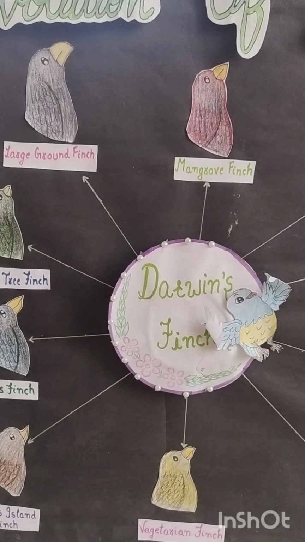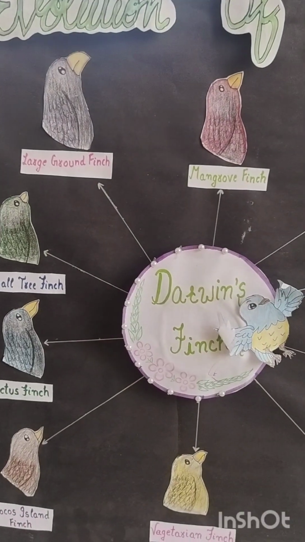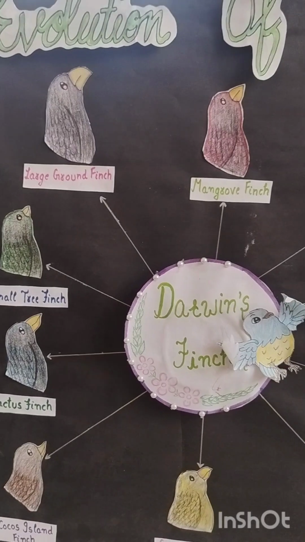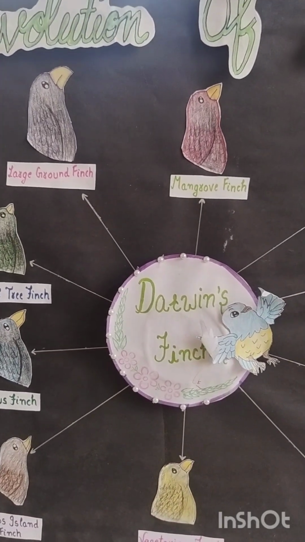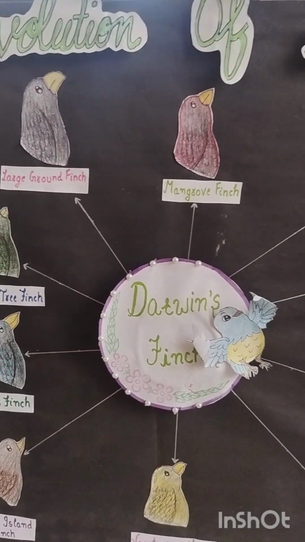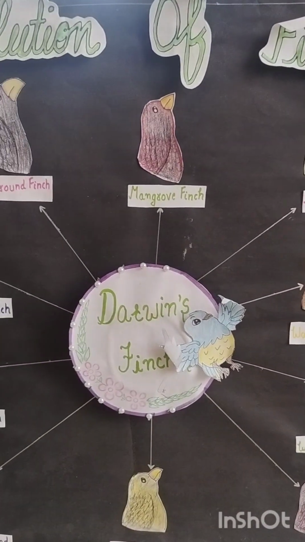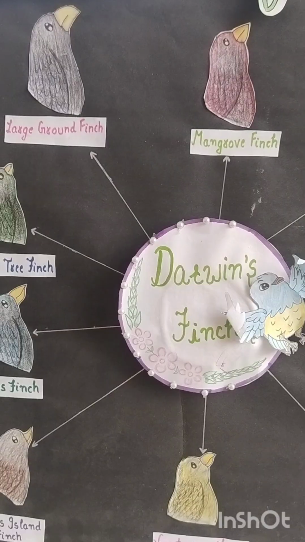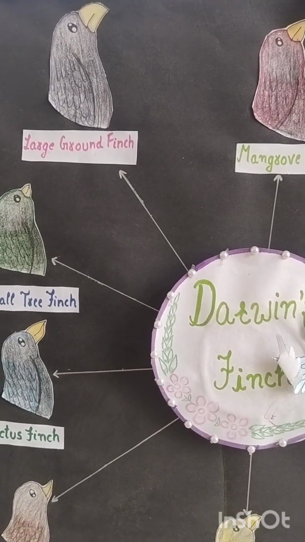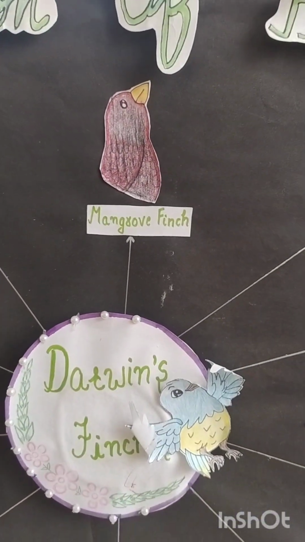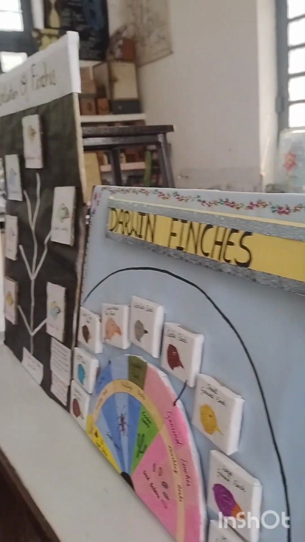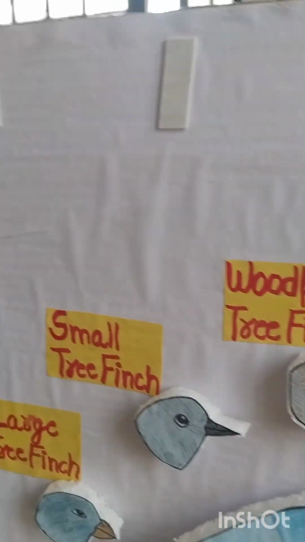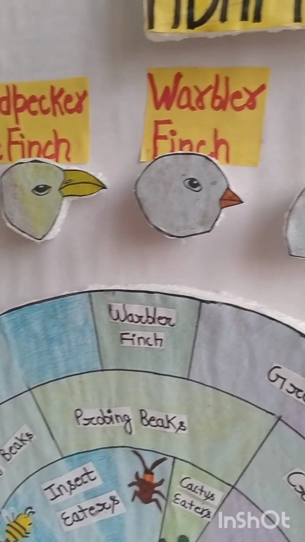These are models prepared by students in the subject of genetics and evolution. Most of the students have submitted their assignment in the form of models and charts. This is showing the evolution of finches. You can see beautifully designed finches showing the variation in their beaks. There are many models submitted by the students. You can see here this one also is a model.